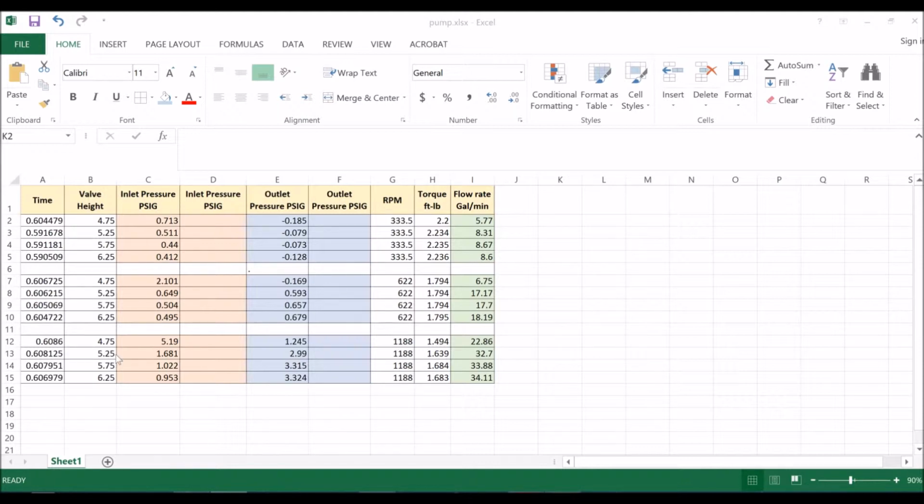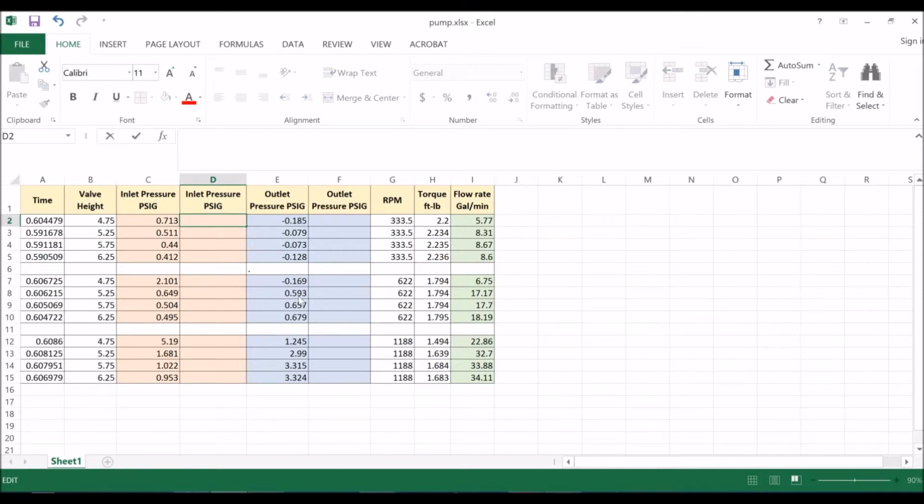We will plot the changes in pressure relationship between the inlet pressure, which is the suction head, and outlet pressure, which is the discharge head, as they relate to flow rate. But before doing that, what we need to do is to convert the PSI of the inlet pressure and outlet pressure to feet of head.